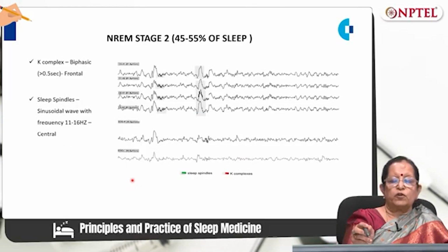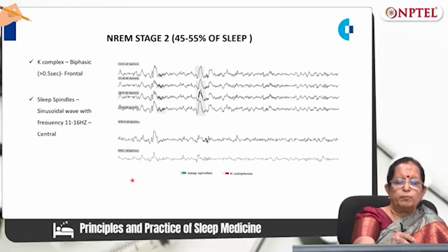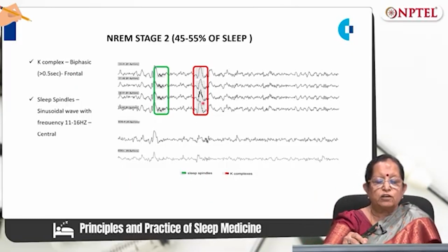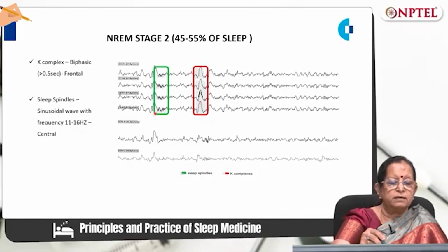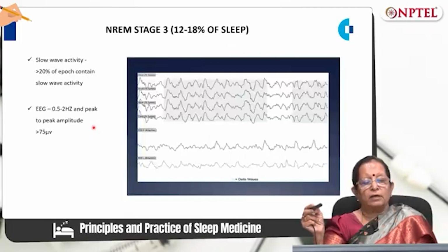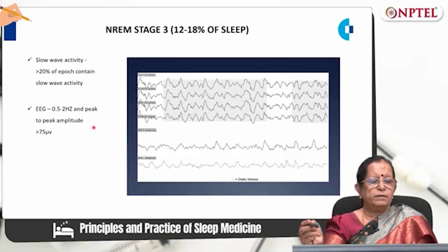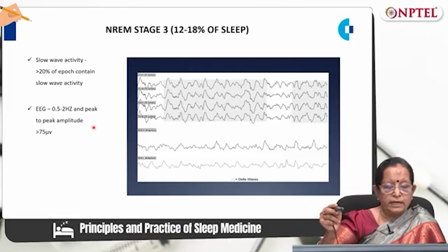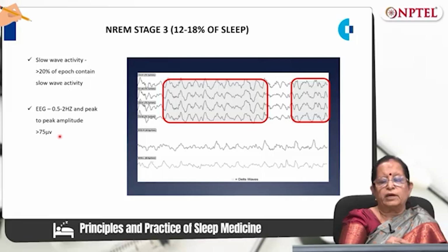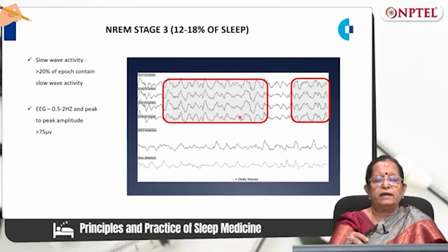NREM stage 2 is 45 to 55% of our sleep. Here it is identified by K complexes, biphasic K complexes. Can you see, this is a biphasic K complex, and sleep spindles. They are sinusoidal waves with a frequency of 11 to 16 Hz. Coming to stage 3, this is deep sleep, 12 to 18% of sleep. It shows slow activity, the EEG will be 0.5 to 2 Hz, and the peak to peak amplitude is more than 75 microvolts. Look here, these are called delta waves.